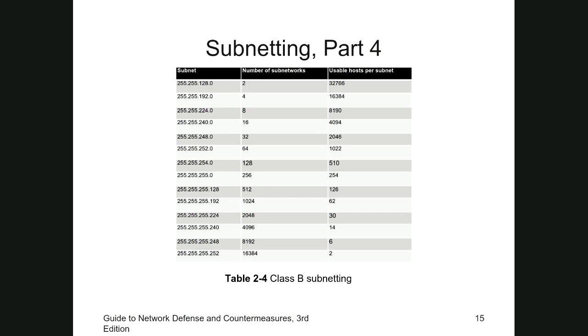So here's a good chart to understand some of what's going through somebody's mind. If you're using the subnet 255.255.128.0, you can only have two subnetworks. Now, two may not sound like a lot, but usable hosts per subnet gives you 32,766 hosts per subnet. So that's technically over 35,000 hosts. So two subnetworks in just one company gives you the ability to have 65,000 devices, from servers to desktops to tablets to whatever.